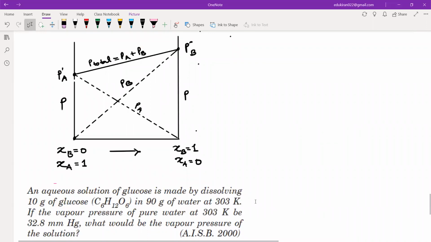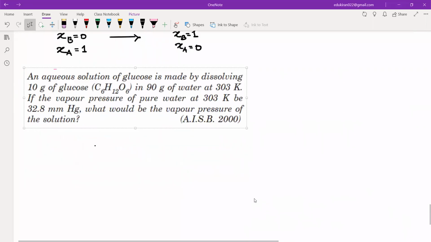चलिए एक सवाल लिख लेते हैं and then we'll be done with the Raoult's law. Please write this question. An aqueous solution of glucose is made by dissolving 10 gram of glucose in 90 gram of water at 303 Kelvin. If vapor pressure of pure water at 303 Kelvin is 32.8 mm of Hg, what will be the vapor pressure of the solution?